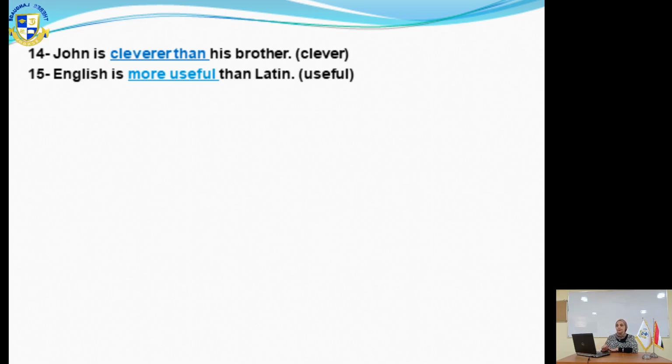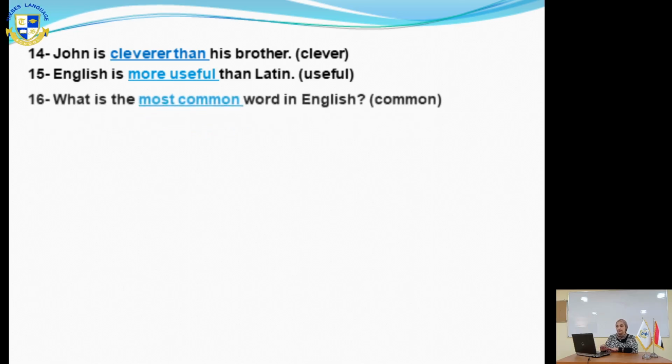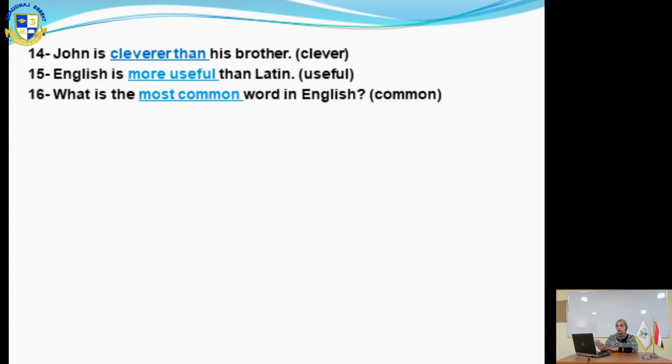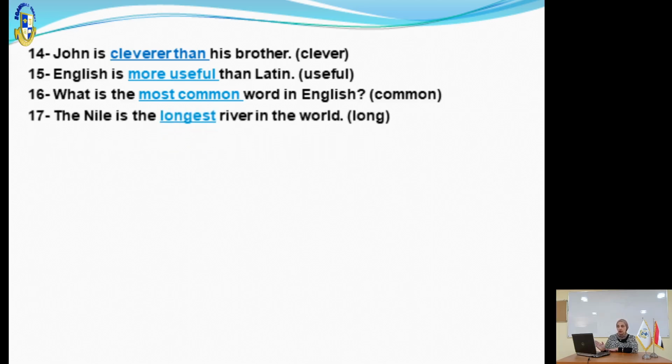Number 15, English is than Latin. I have useful. Here I can't say usefuler. I have to say more useful than Latin. Number 16, what is that word in English? I have common, and I want the most common word in English, which means that we use it all the time. Number 17, the Nile is that. When you have that, you have to use the superlative form, the longest river in the world.